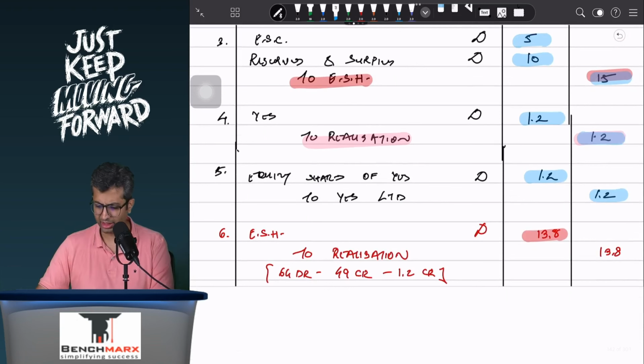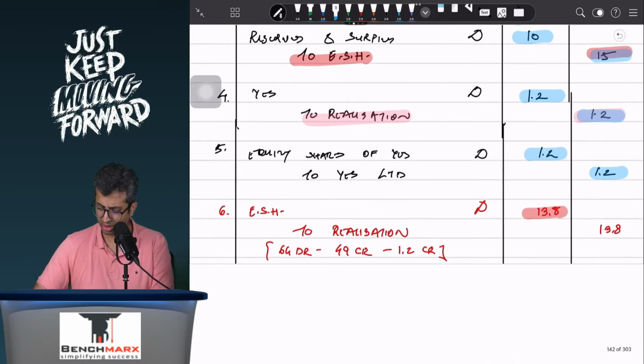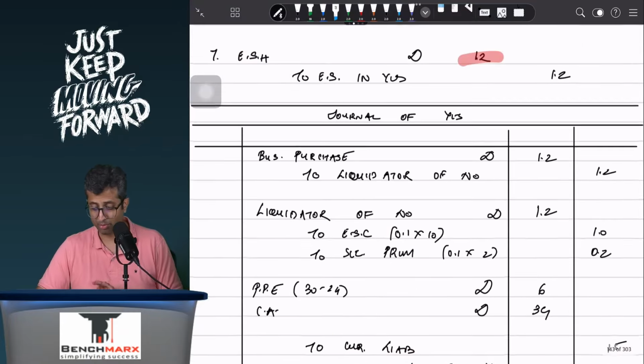All said and done, you will try to balance the realization account. 64 on the debits, 49 on the credits, and another 1.2 on the credits. So if you take the balancing figure, it is around 13.8, which will be on the credit side of realization. So this is equity shareholders account debit to realization, and then that will take care of Nu. My point is, further they have said that you also pass entries in the books of Yes.